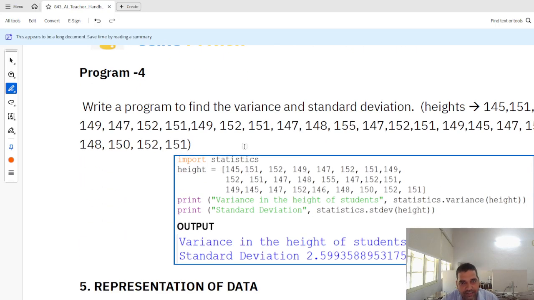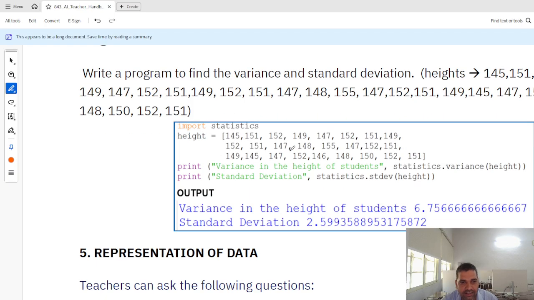Now, how do we find this variance and standard deviation, students? We just use the statistics module. To find the variance in the height of the students, we use the function statistics.variance. The variance in the height of students is 6.75 and the standard deviation is 2 point something.